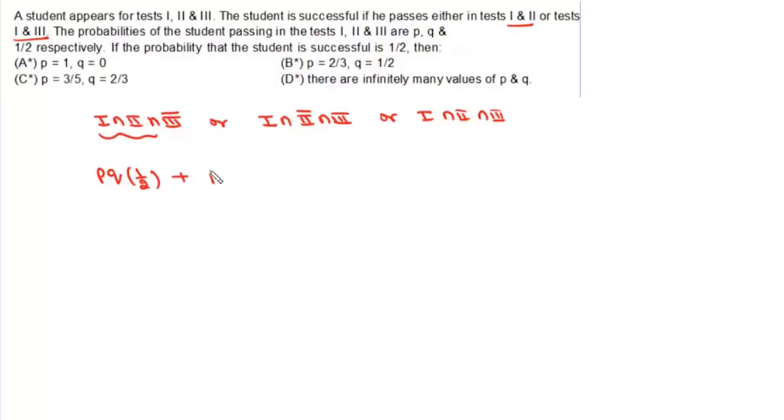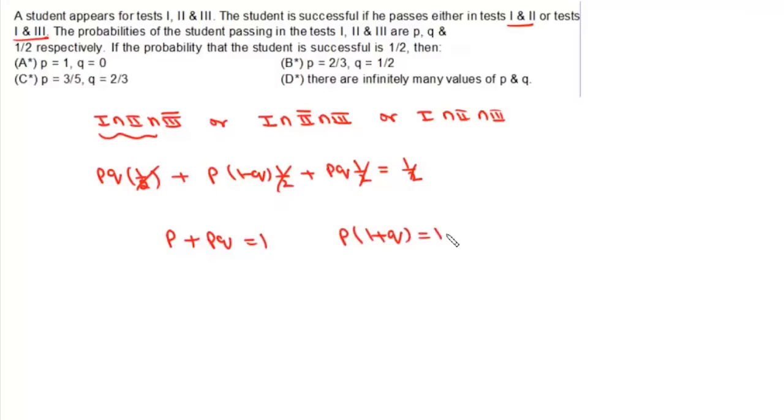Now for this one, this is P, not passing second is 1 minus Q, and then it is 1 by 2, or passing in all 3. So it will be this PQ 1 by 2, and it is given that this probability is 1 by 2. Now here this 1 by 2 will get cancelled. So we can write this as P plus PQ, it is equal to 1, or P into 1 plus Q, it should be 1.